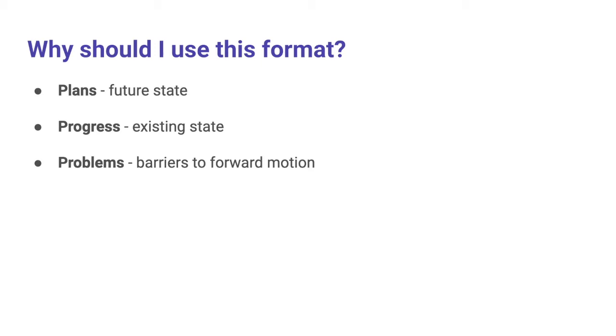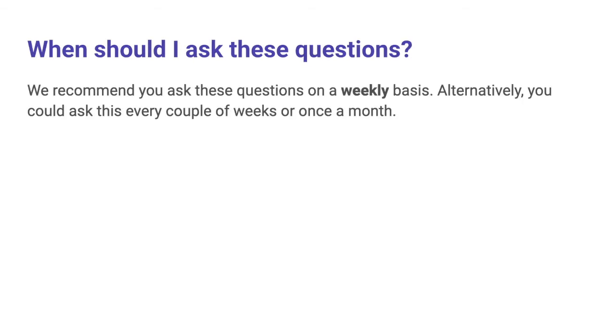So think of it almost like water flowing in a river, right? You need to know the existing state. You need to have an understanding of what the future state will be, or where the water eventually will end up. And you also need to understand what barriers exist to the water flowing. The water in this example is the work being done.